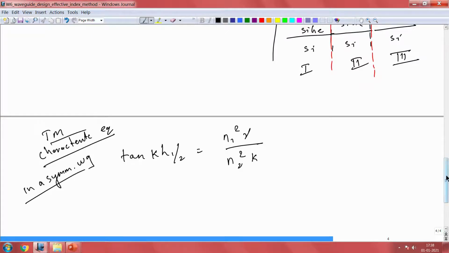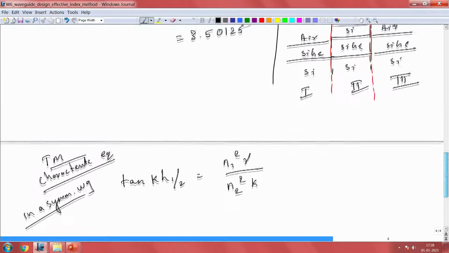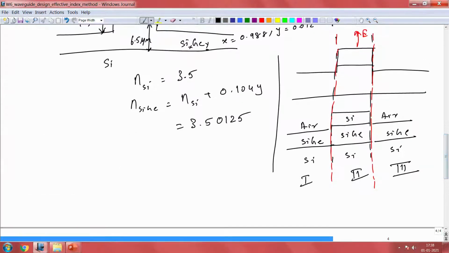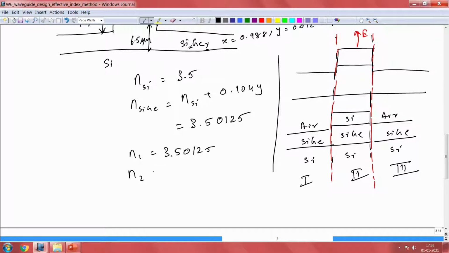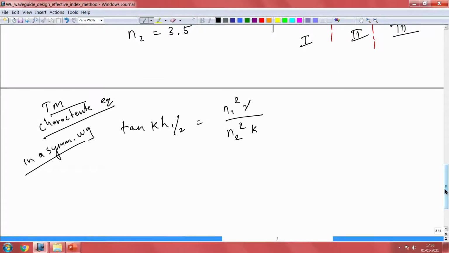Right. So now we need to plug in the values. We know n1, which is 3.50125, and the surrounding n2 is 3.5. So that is the effective index we have. So n1 we know, n2 we know.